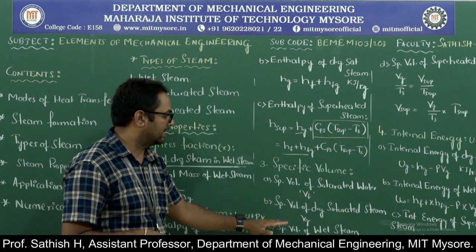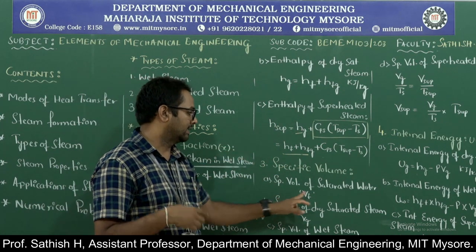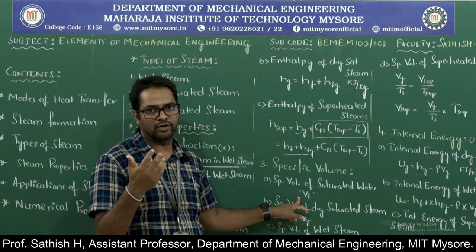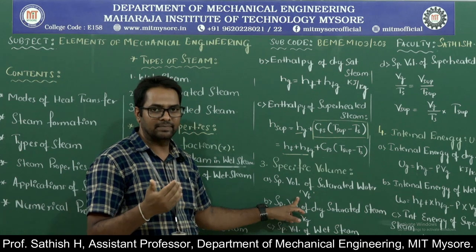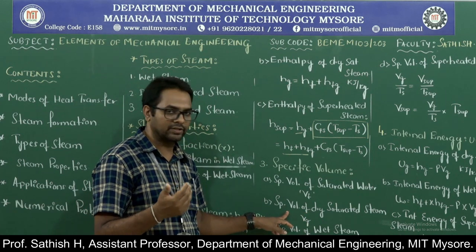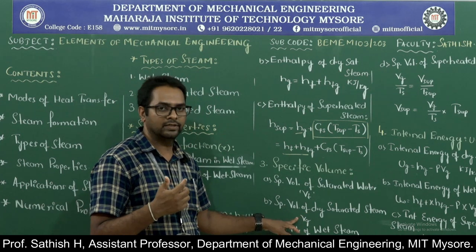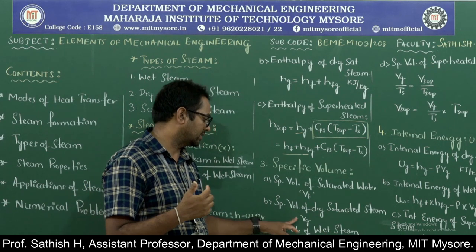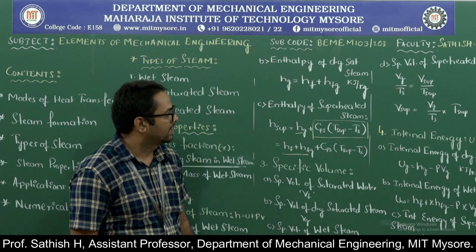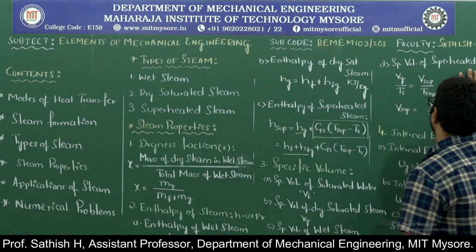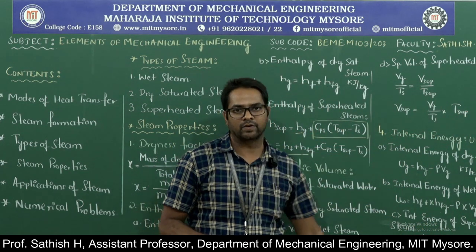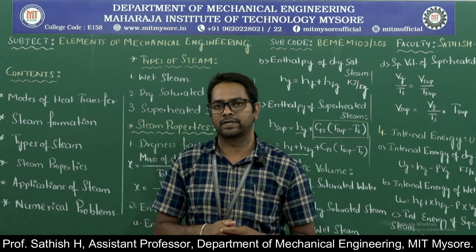We have also written the specific volume for the different types of steam. For saturated water, the volume occupied by 1 kg of saturated water at the saturation temperature is represented by Vs, and the volume occupied by 1 kg of dry saturated steam is called the specific volume of dry saturated steam, Vg. The specific volume of the wet steam is given by this equation. Likewise, we have also written it for the specific volume of superheated steam, and then the internal energy for the different types of steam. So this is about the different properties of the steam.